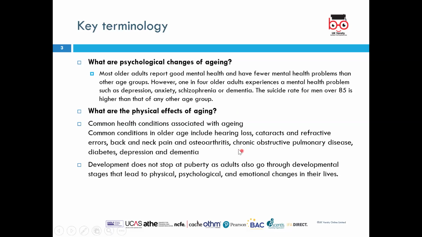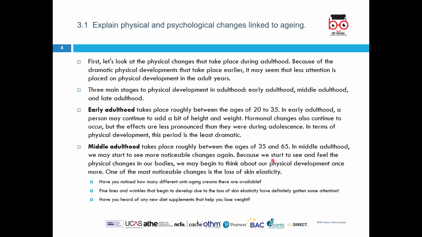And the physical impacts, so there's hearing loss, cataracts, refractive errors, back and neck pain, osteoarthritis, all of them develop at that stage. Then there are physical and psychological changes linked to aging. Early adulthood takes place between the ages 20 to 35 years. In early adulthood, a person may continue to add a bit of weight. Hormonal changes have an impact. Middle adulthood, you have noticed anti-aging creams being used. 35 to 65 is the age range for middle adulthood, and fine lines will be developing. There are dietary supplements that you may use to lose weight.